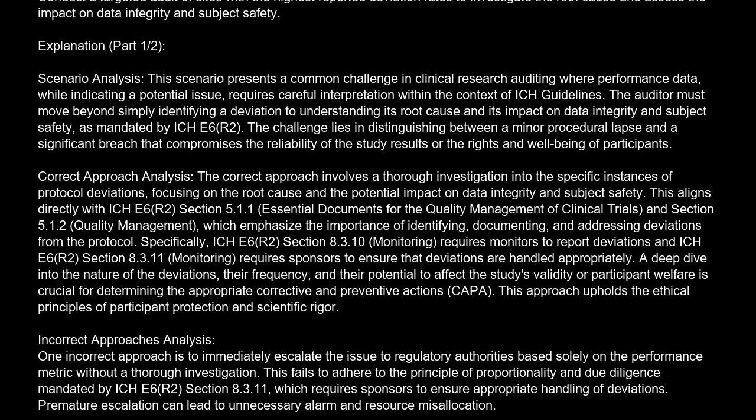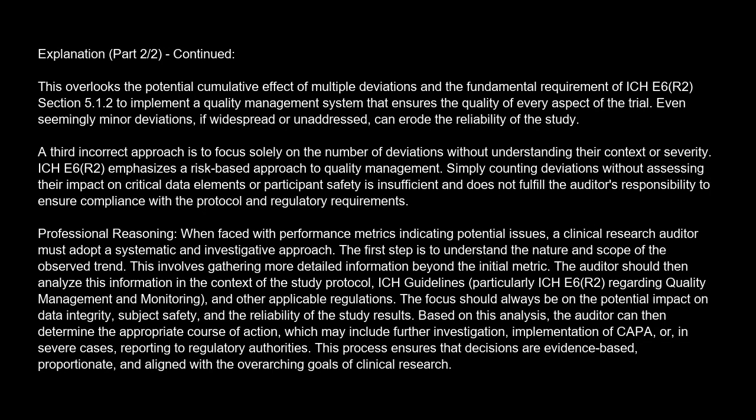Another incorrect approach is to dismiss the performance metric as a minor issue without further investigation, assuming it does not impact data integrity or subject safety. This overlooks the potential cumulative effect of multiple deviations and the fundamental requirement of ICH E6 R2 Section 5.2 to implement a quality management system that ensures the quality of every aspect of the trial. Even seemingly minor deviations, if widespread or unaddressed, can erode the reliability of the study.